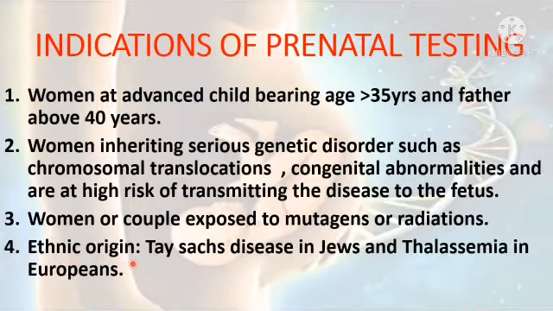Some ethnic indications are also there, like Tay-Sachs disease is common in Jews. Thalassemia cases are more prominent in the European population. So in Jews, you have to rule out Tay-Sachs disease. For that, you have to advise a Jewish woman to undergo prenatal test.